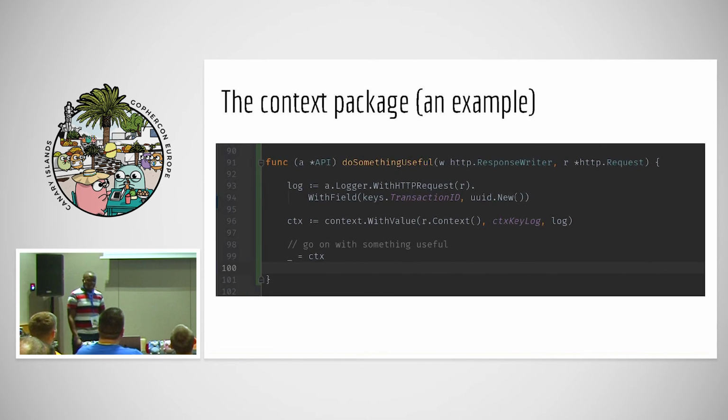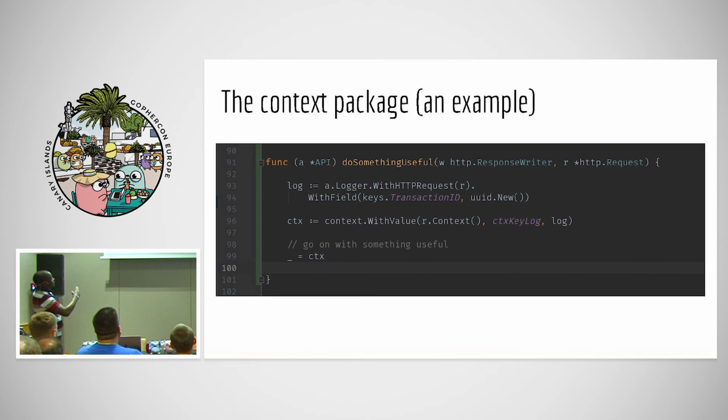Now, here's an example of how I would use the context package. We have a request handler that does something useful. That's the handler func. It implements the interface for that stub. We're trying to create a logger that is very specific to this request. So we generate a transaction ID in line 94, and then once we've generated that, we come up with a logger. This one is coming from Logrus, one of the logging packages that is available on Golang. You can also use the internal logger.